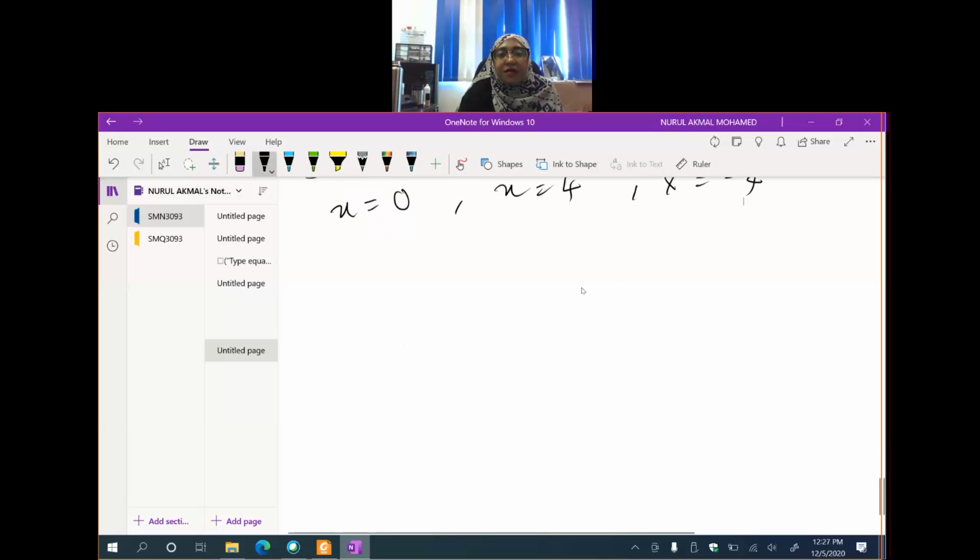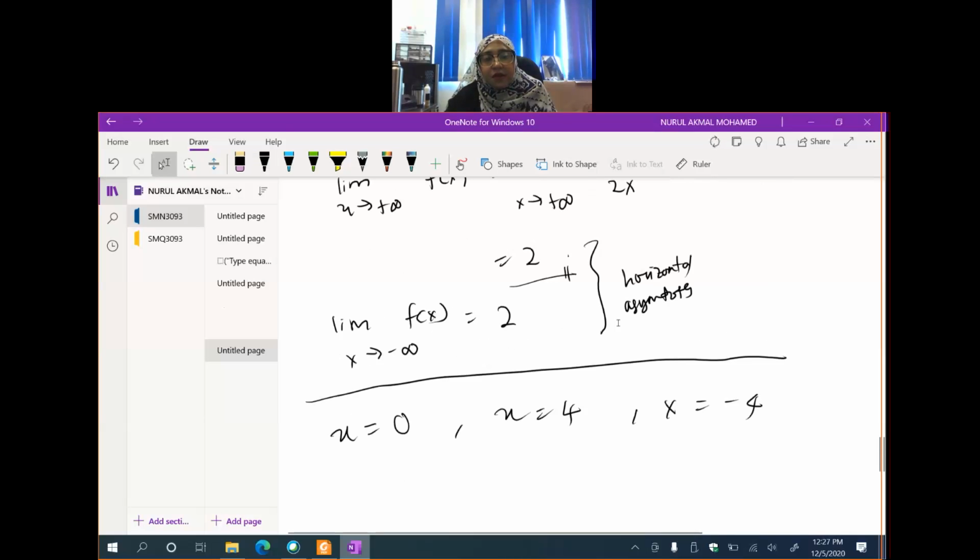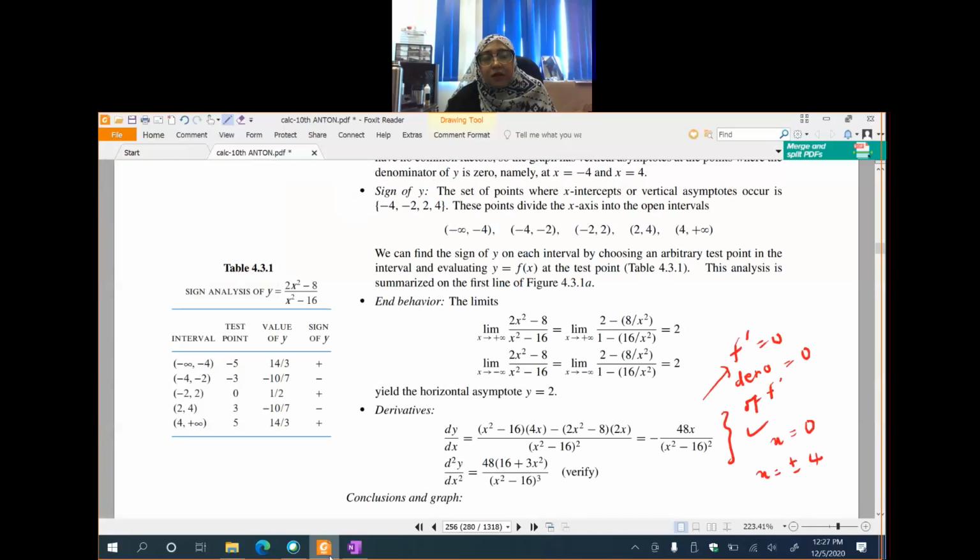So from here, we decide the intervals. x is from negative infinity up to negative 4, and then negative 4 up to the critical points.